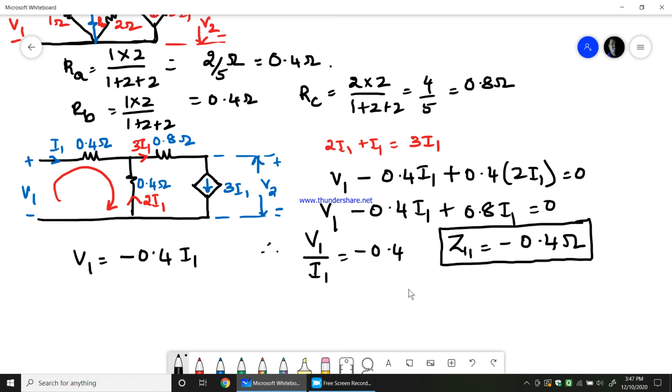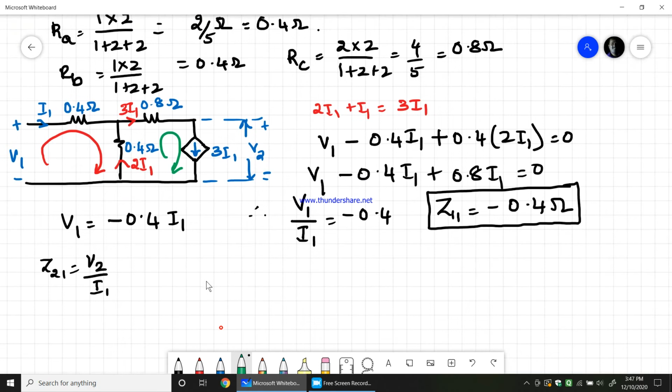Okay, so we got Z11. Now our job is to find Z21, which is V2 by I1. For that, I'll try to write the loop equation for this loop and see what I get.